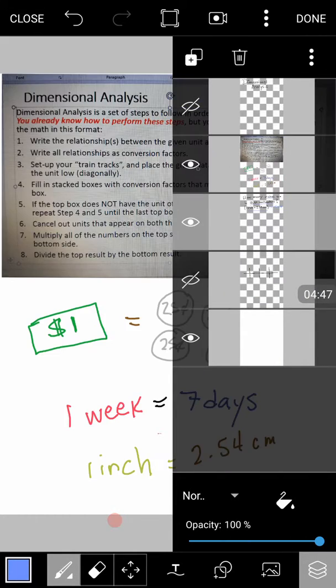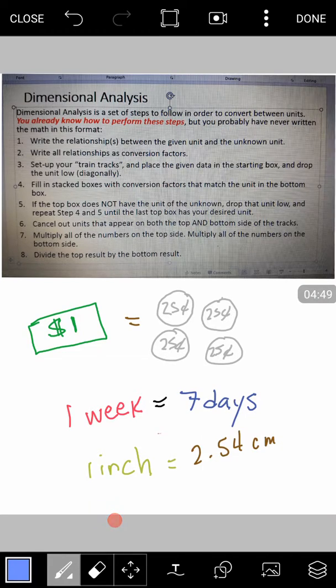Write your relationship. Since centimeters and inches have a direct relationship, we don't have to worry about any other relationships. But if I feel like doing another video, I'll show you what I mean by that, where you have to go through a set of relationships just to answer the question.